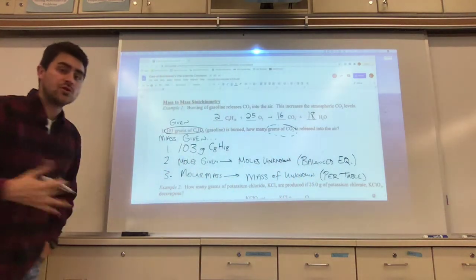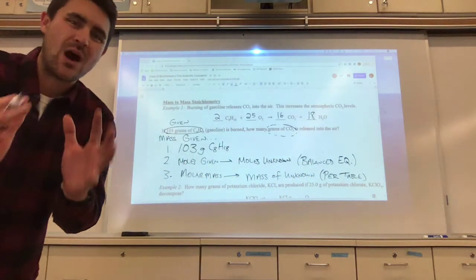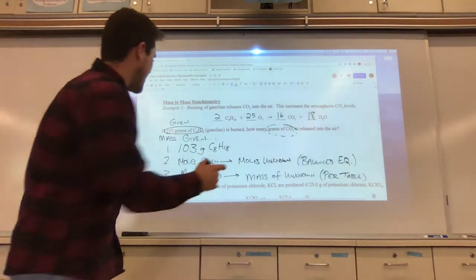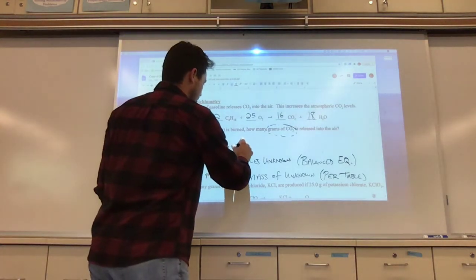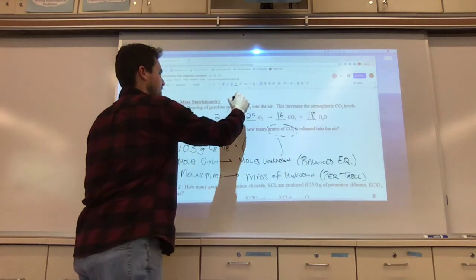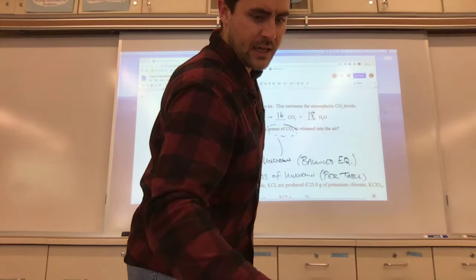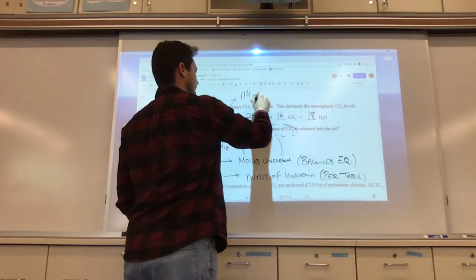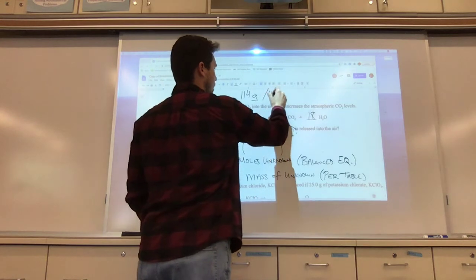Now, I need to use the molar mass. So first thing I'm going to do is calculate the molar mass. There are 8 carbons and 18 hydrogens, so I'm going to need to multiply by the molar mass. The molar mass of this ends up being something like 114 grams per 1 mole.